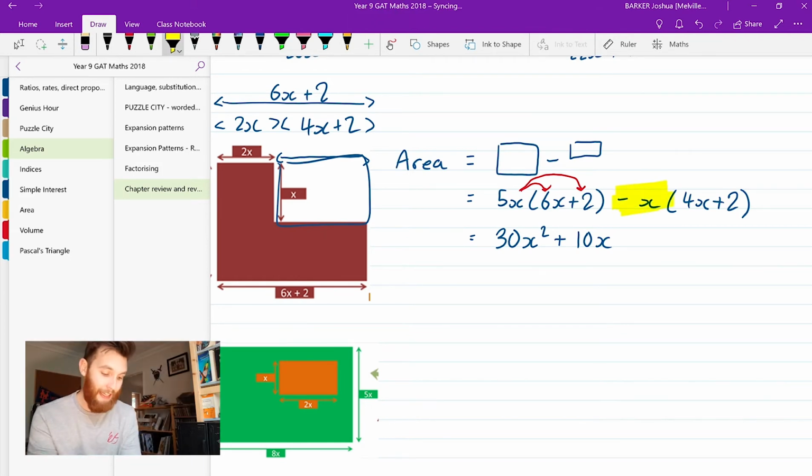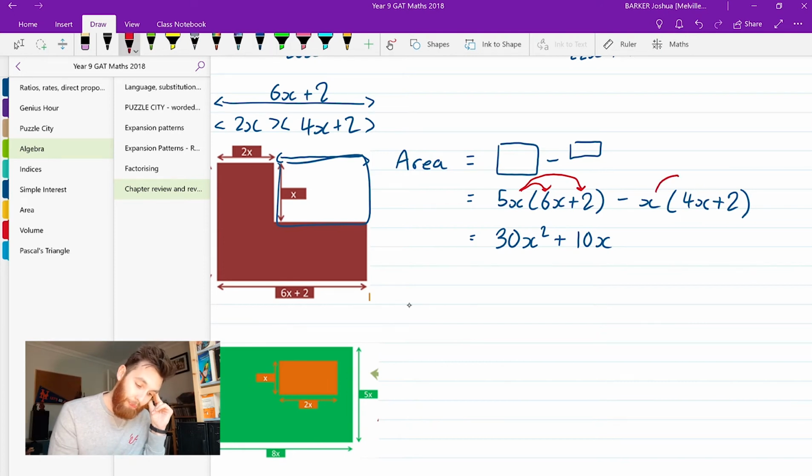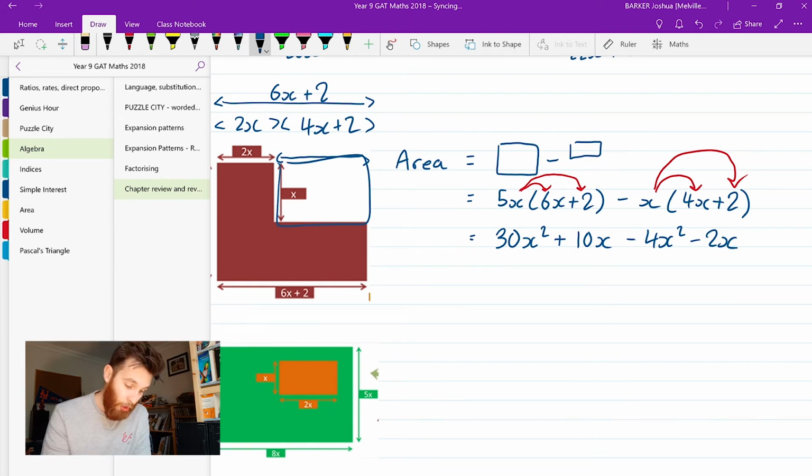The next part's a bit tricky, and I'll just do a little highlight there. Because we're subtracting everything that's in the next expression, it's the same as having a negative sign in front of the x. We've got to treat it as if it's a negative term, which I suppose it is. So first part to that is to do negative x multiplied by 4x, and x multiplied by 2. So when we expand that bracket, we'll get negative 4x squared for the first part, and negative 2x for the second part. Cool, so we're almost finished with this one.